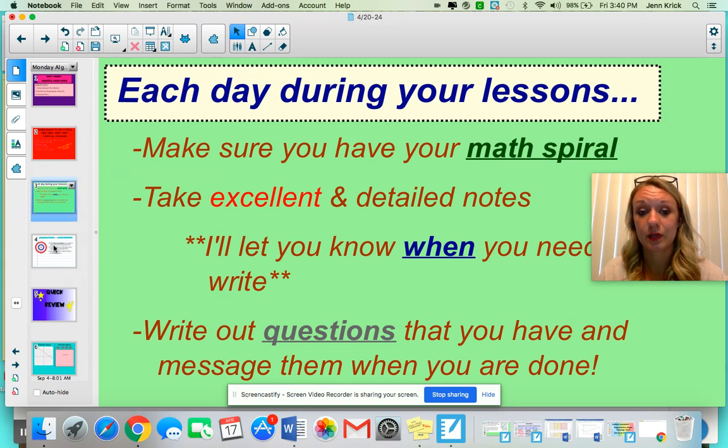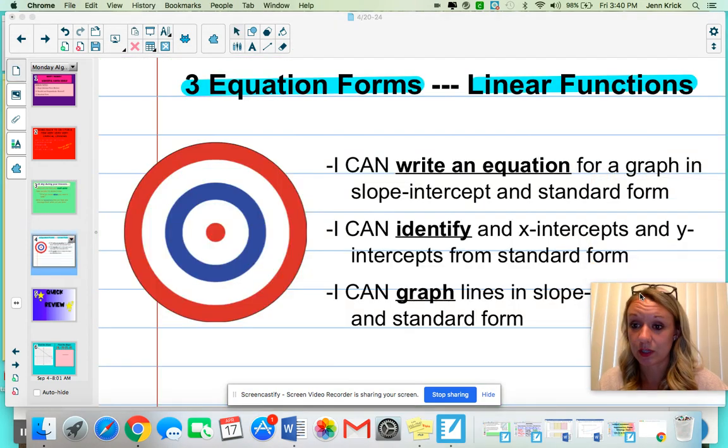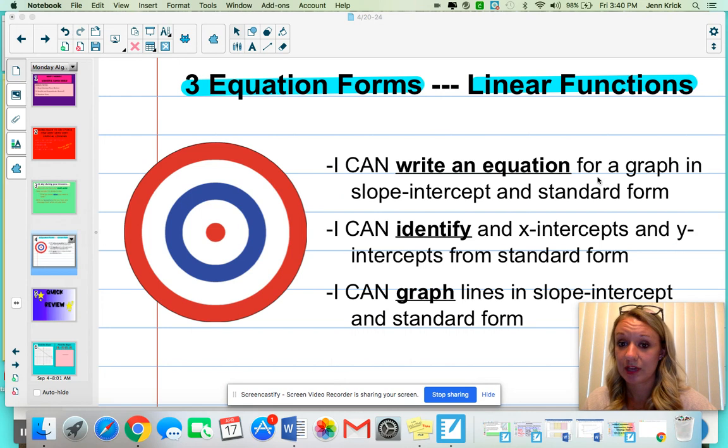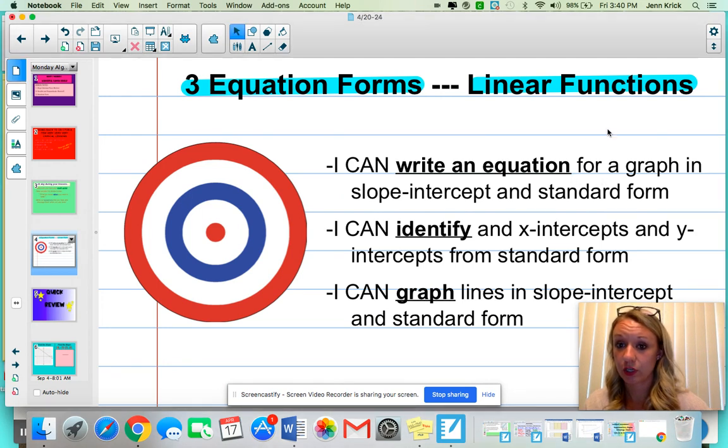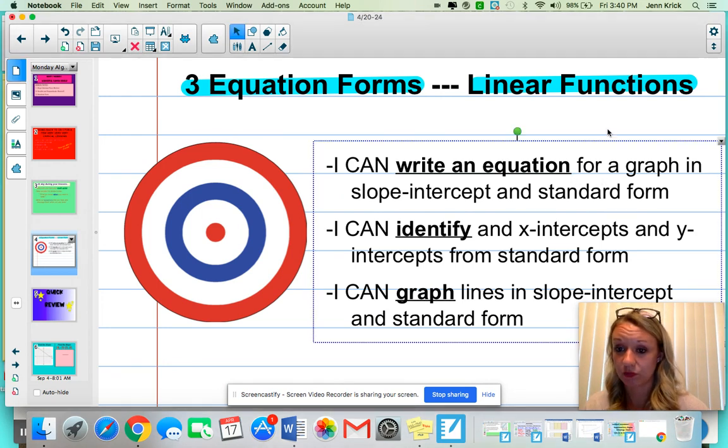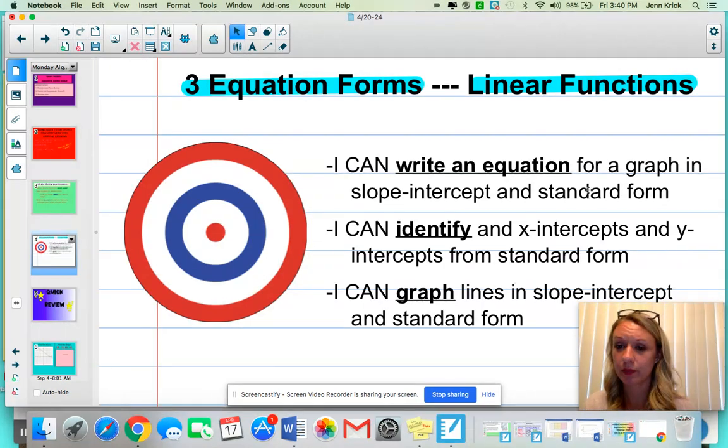So here we go. Here are the skills that we're going to be looking at today. You should be able to write an equation for a graph in slope-intercept and standard form. We will probably look at the standard form part a little bit more tomorrow, but we're going to touch on it today. We're going to identify x-intercepts and y-intercepts from standard form and from graphs, and we're going to be able to graph lines in slope-intercept and standard form.